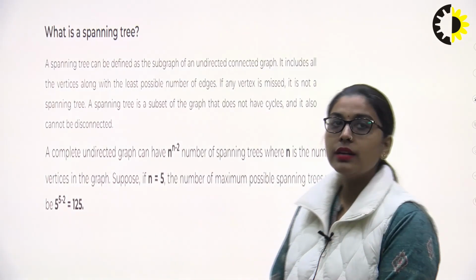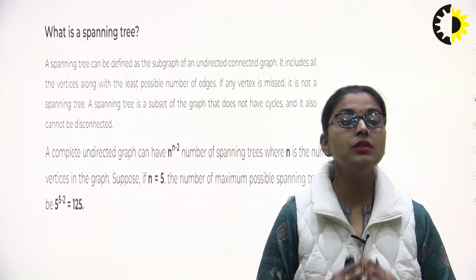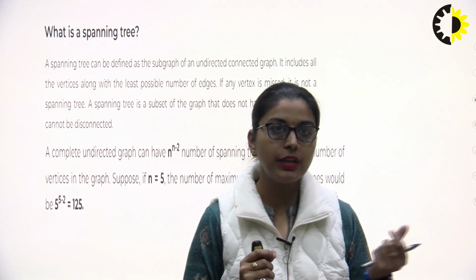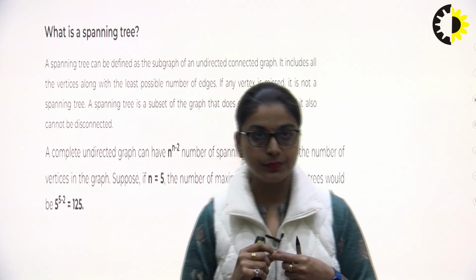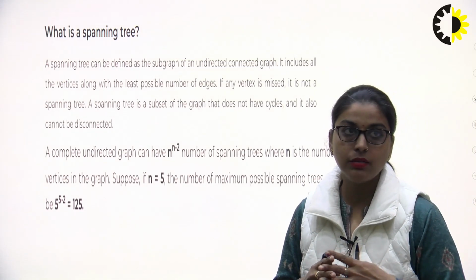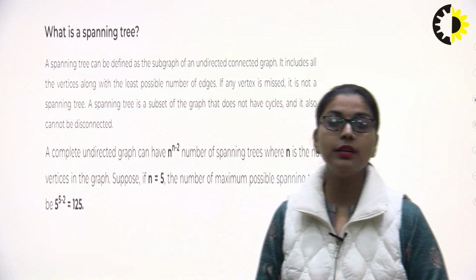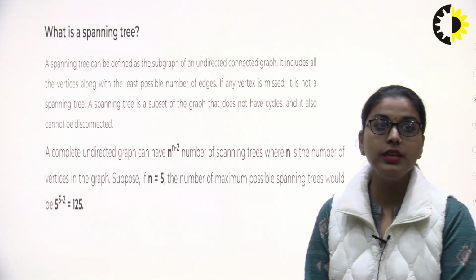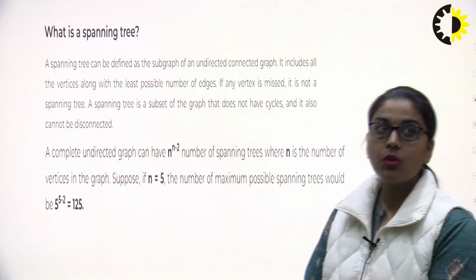So what is a spanning tree? Basically, in a graph there are approaches that use the different edges and vertices for finding the spanning tree of the graph. A spanning tree can be defined as a subgraph of an undirected connected graph. It includes all the vertices along with the least possible number of edges. If any vertex is missed, it is not a spanning tree.